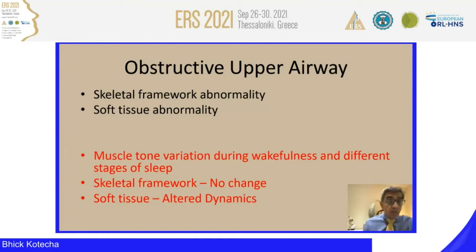When considering obstructive upper airway, one must look at the skeletal framework abnormality as well as the soft tissue abnormality. This is important because there is an obvious difference in the muscle tone during wakefulness and during different stages of sleep. The skeletal framework abnormality is constant, it's static, it's not going to change. But the soft tissue will change, and it will change during different stages of sleep.